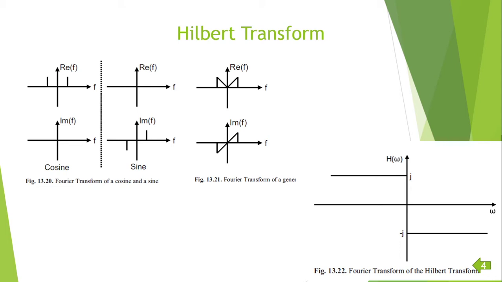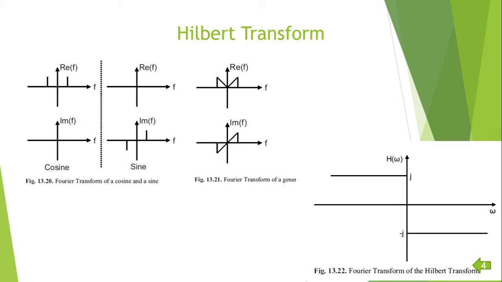The spectrum of cosine, that is its Fourier transform, is purely real and symmetrical about f of 0, f is equal to 0. The imaginary component is 0. You can refer figure number 20. The spectrum of the sine, that is its Fourier transform, is purely imaginary and half turn symmetrical. Refer figure number 20. The real component is 0. The above facts are important for understanding the Hilbert transform.